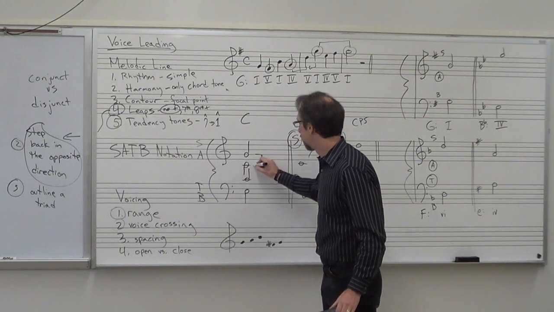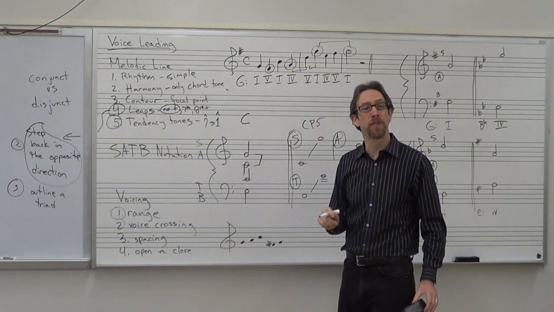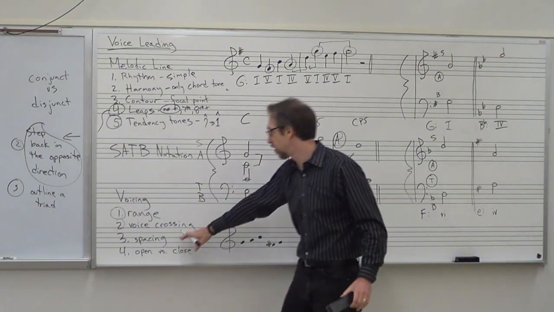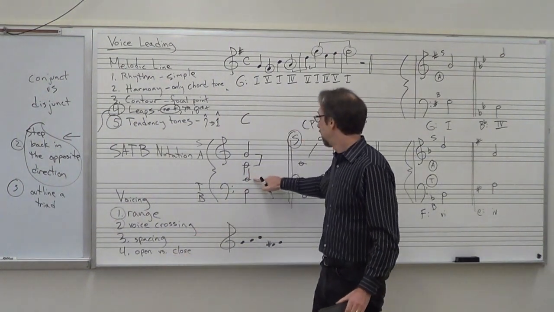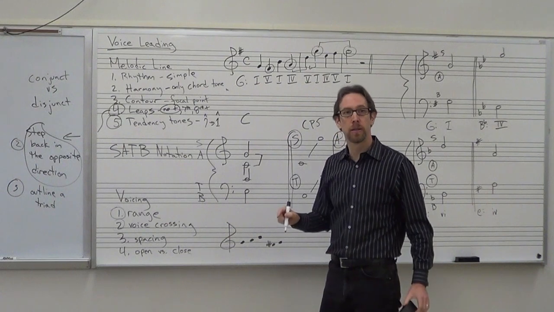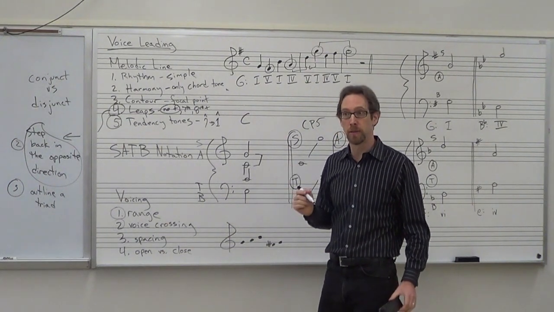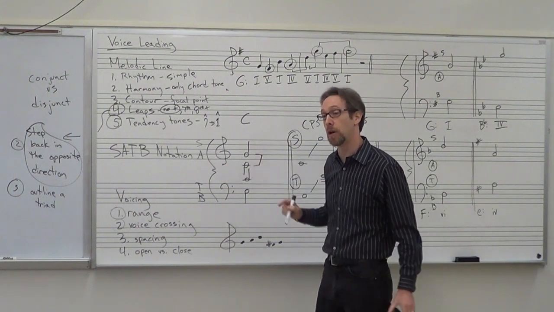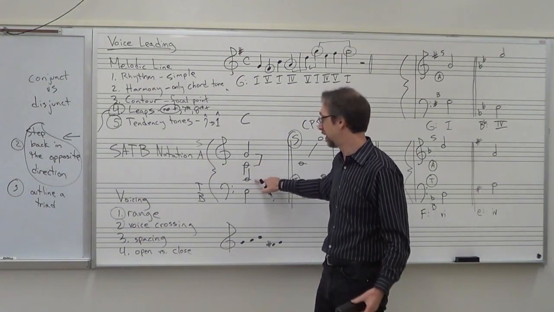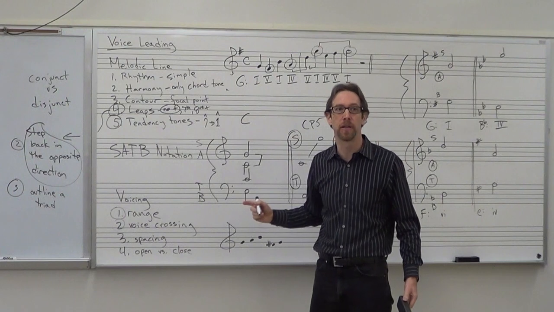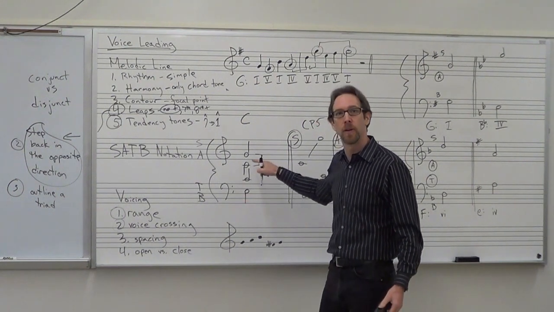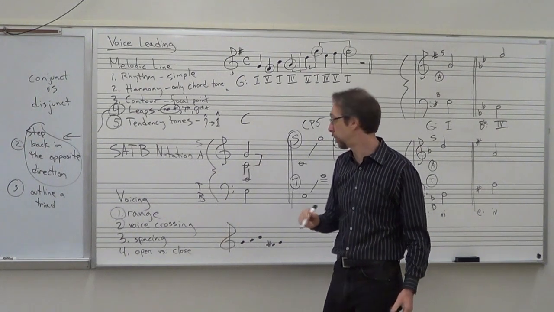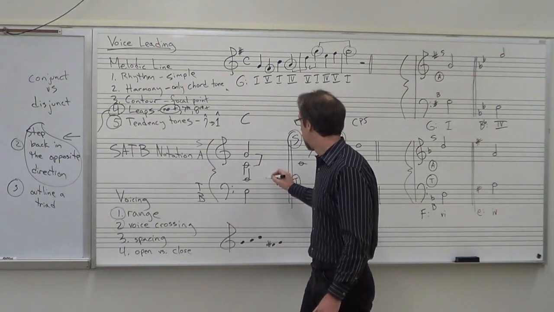The distance between our soprano and alto is a perfect fifth. That adheres to our spacing rule. The distance between our alto and tenor is a perfect unison. That also is not more than an octave, nor is it voice crossing, because the tenor is not higher than the alto. So you can actually have two adjacent voices sing the same pitch. That's acceptable.